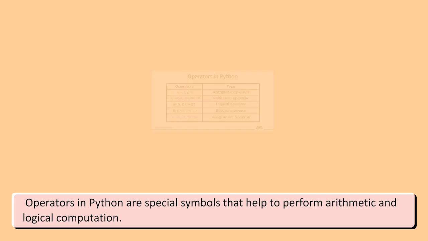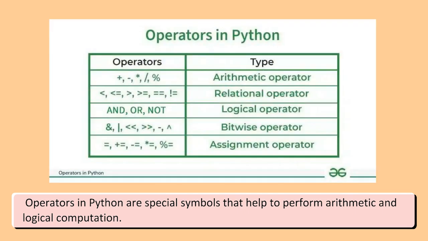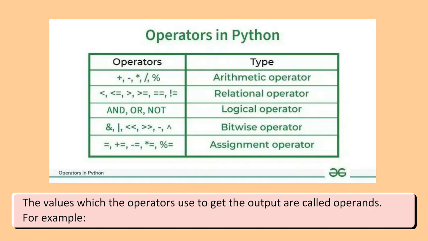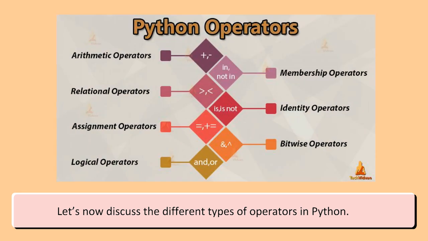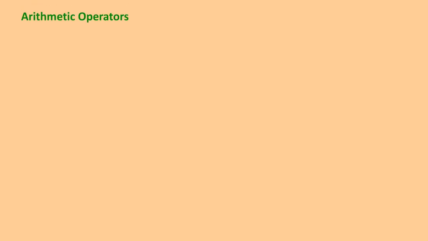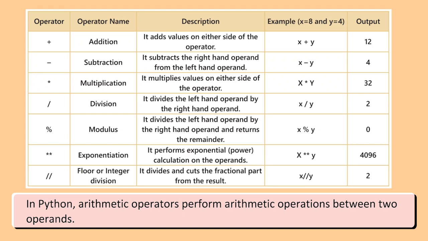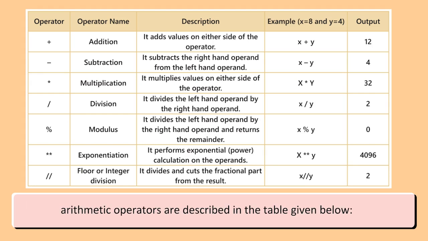Operators and their types. Operators in Python are special symbols that help to perform arithmetic and logical computation. The values which the operators use to get the output are called operands. For example, in the expression 5 + 4, 5 and 4 are operands and the plus sign is the operator. Let's now discuss the different types of operators in Python. Arithmetic operators. In Python, arithmetic operators perform arithmetic operations between two operands. The arithmetic operators are described in the table given below.